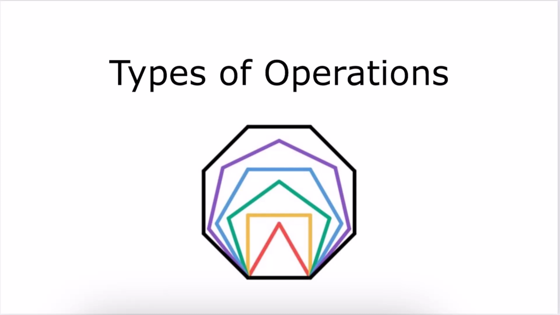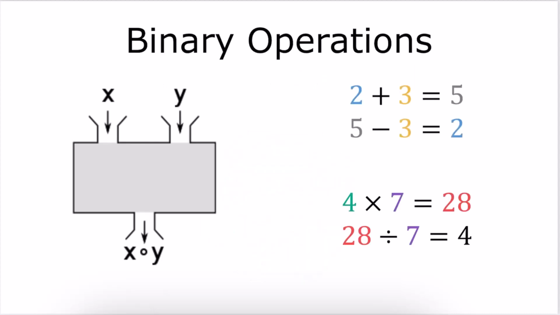Hi everybody, in this video we're going to talk about different types of operations that show up in math, and also we're going to talk about the relationship between these operations. So the operations of addition and subtraction and multiplication and division are called binary operations because you take two inputs and you do something with those inputs to give you a single output.